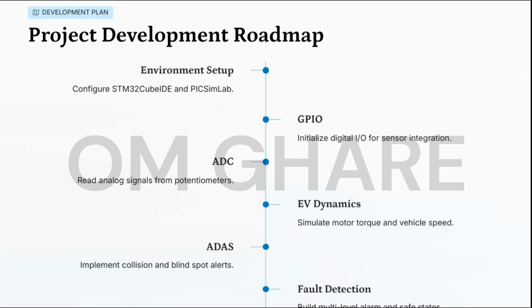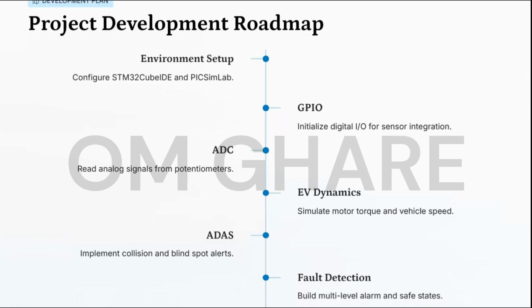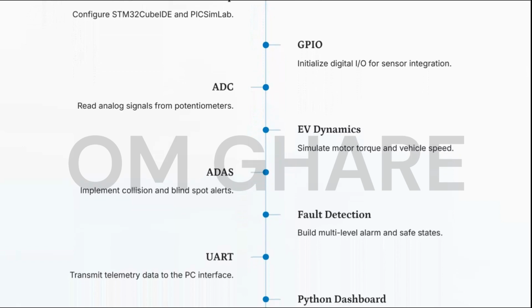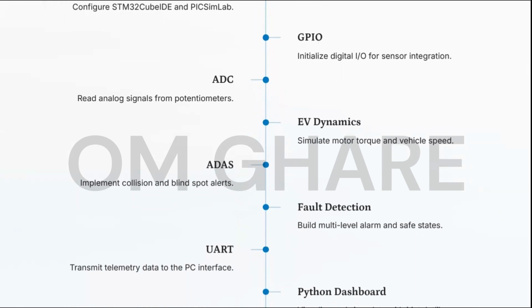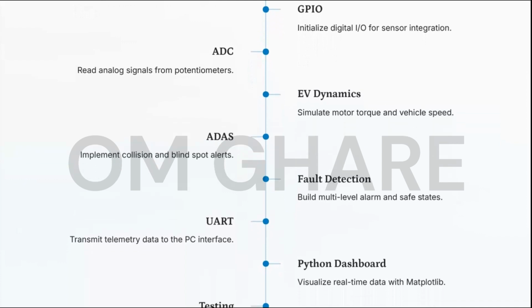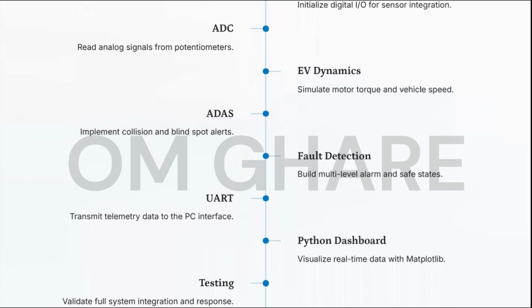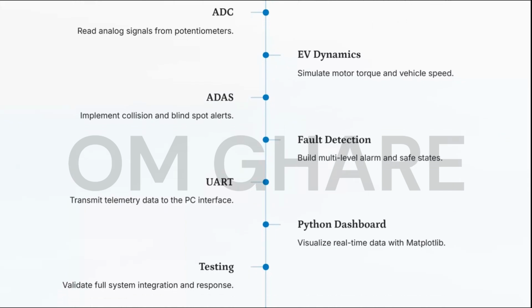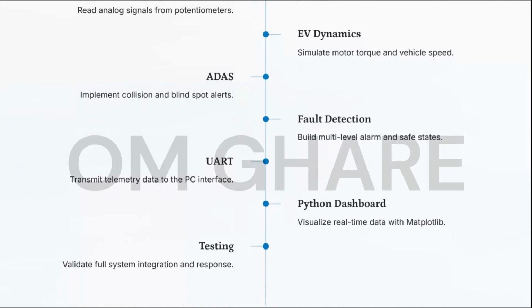The processed information was then transmitted using UART communication to a computer running a Python application. Finally, I built the Python dashboard, which displays all the real-time telemetry in an interactive graphical interface, followed by complete system testing to validate the integration of all the modules. In this structured roadmap, every subsystem was tested individually before being integrated into the final project.